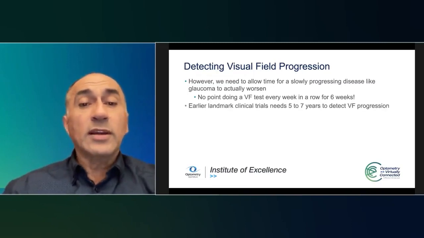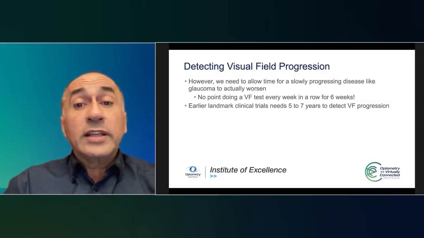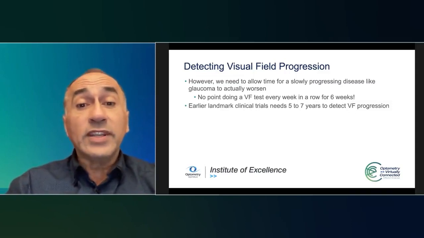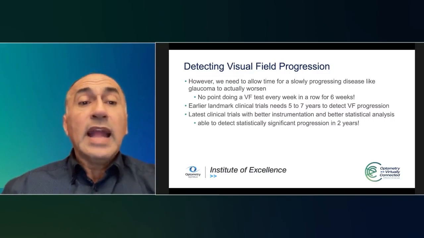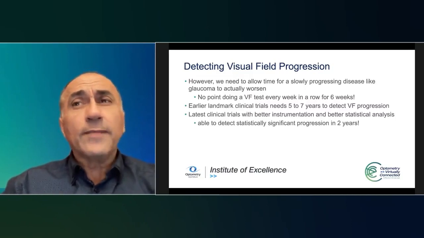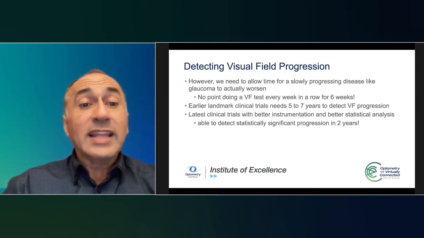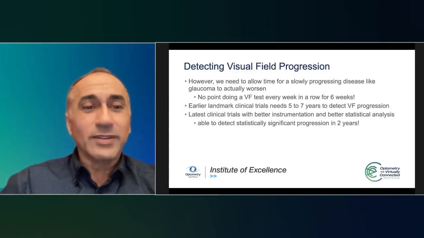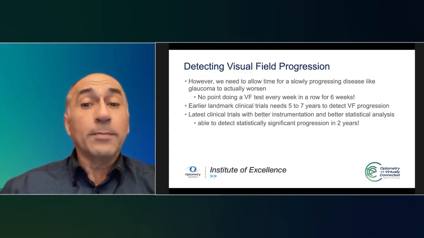So what's the optimal time? Before we had this robust statistical analysis, the earlier clinical trials used to run for 5 to 7 years because it took that long for them to detect visual field progression. However, studies coming out since, say, 2013, like the UK glaucoma treatment study, for example, were able to find statistically significant progression in about 2 years. And that's where a lot of this data is coming from, those studies that are run by statisticians, not by optometrists and ophthalmologists. And they've been able to detect clinically and statistically significant progression within a period of 2 years.